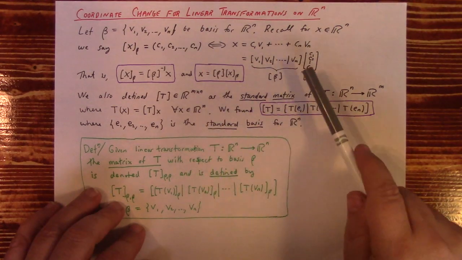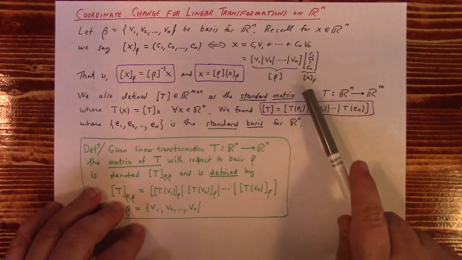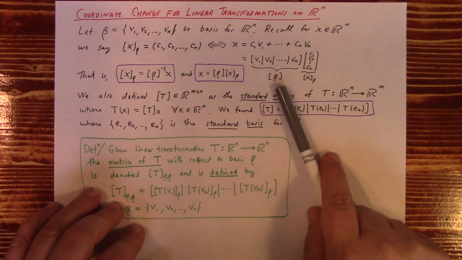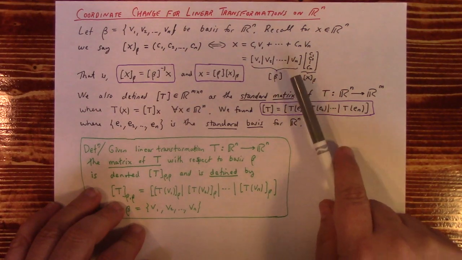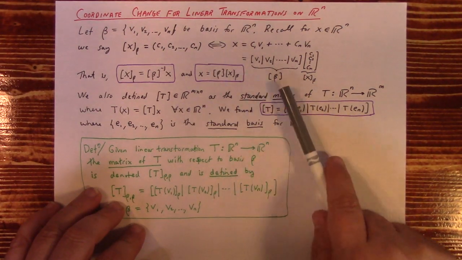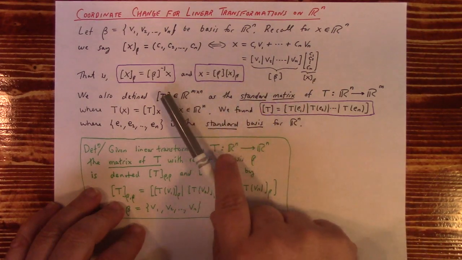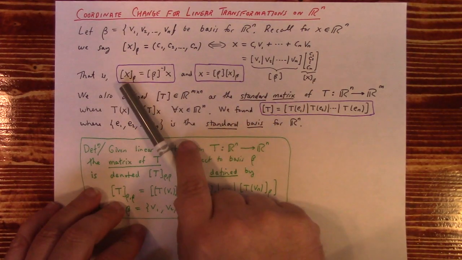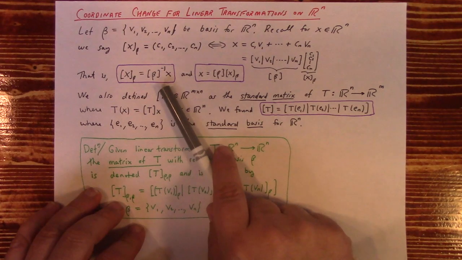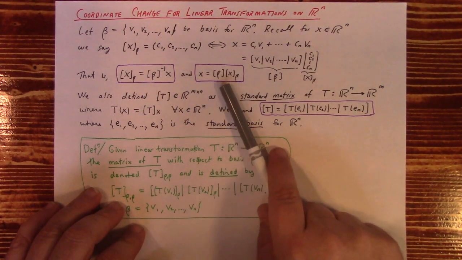And notice that by matrix multiplication, we've got the basis matrix times the coordinate vector gives us x. So we can solve that for the coordinate vector and we get this lovely formula I've boxed in purple. The coordinate vector is the beta inverse matrix times x. And likewise, we can write x like that.